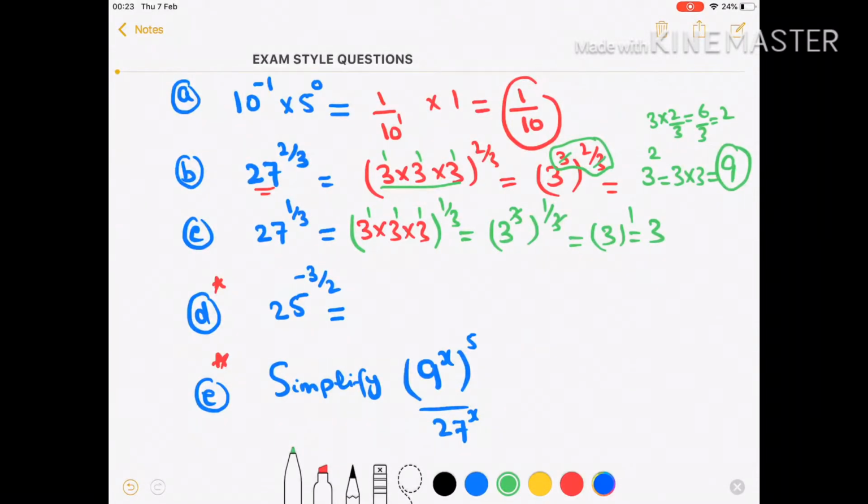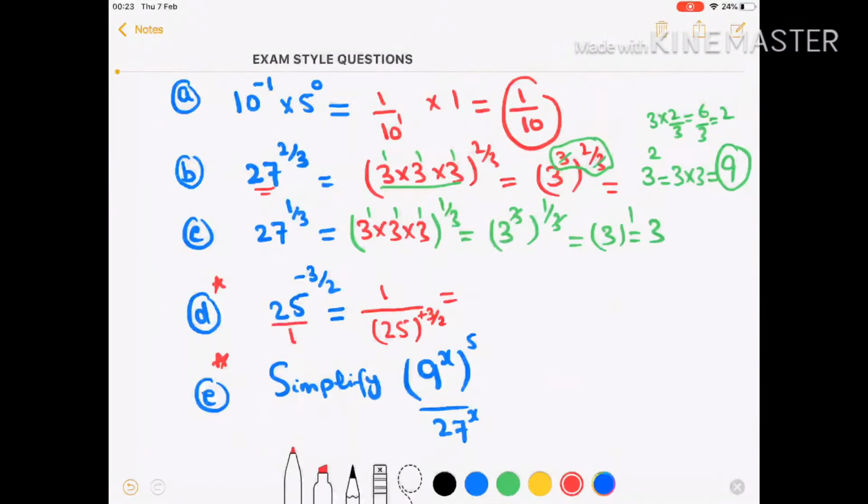Next question, important question, D. Questions D and E are important questions. So now we are going for question D. First, you see the power is negative. So the first thing, make the power positive. The power is at the moment in the numerator. Change the position and make the power positive.